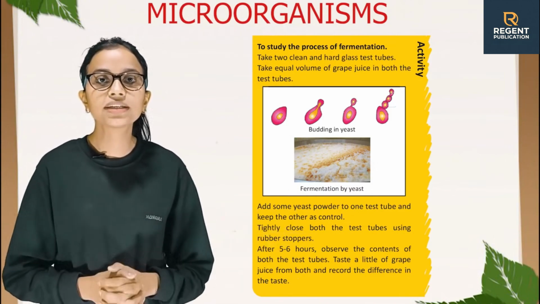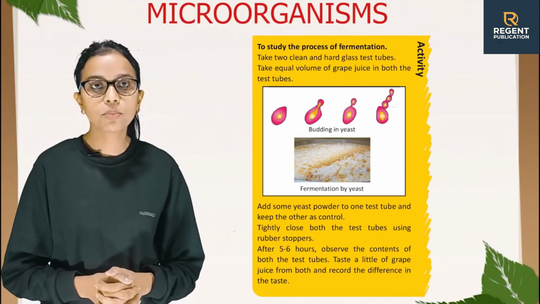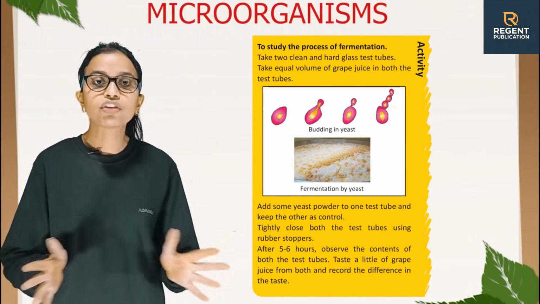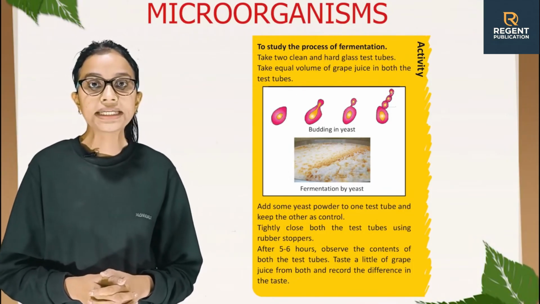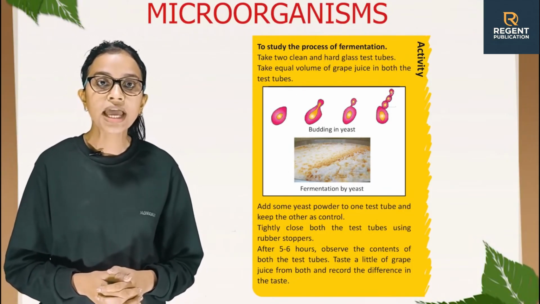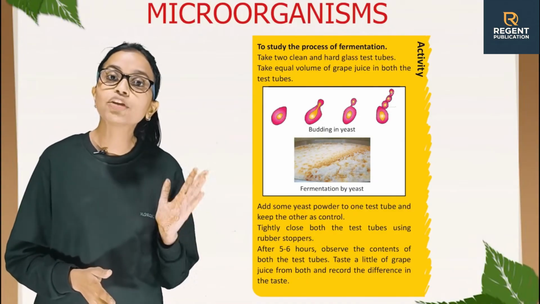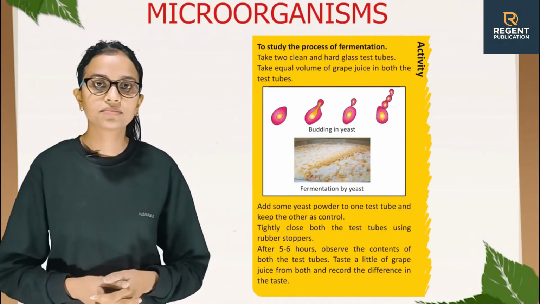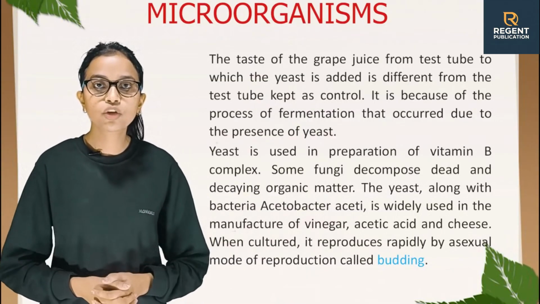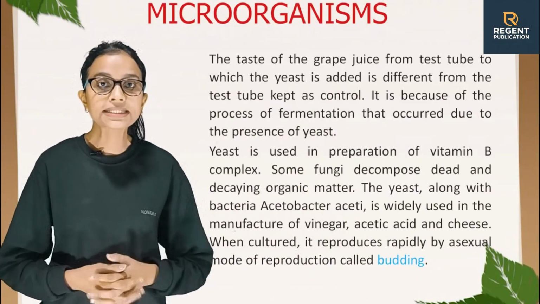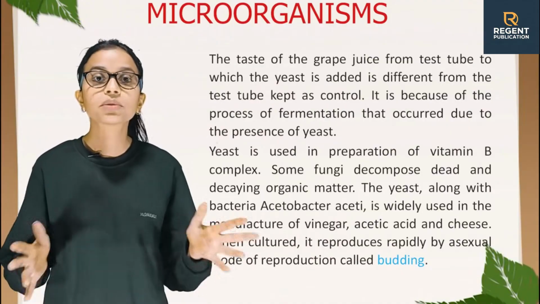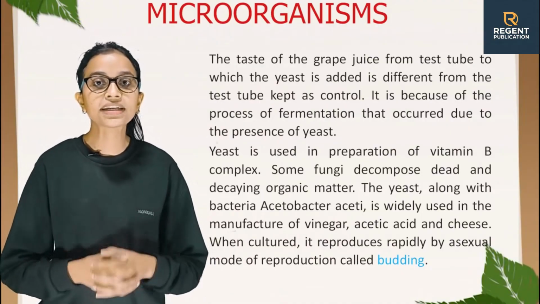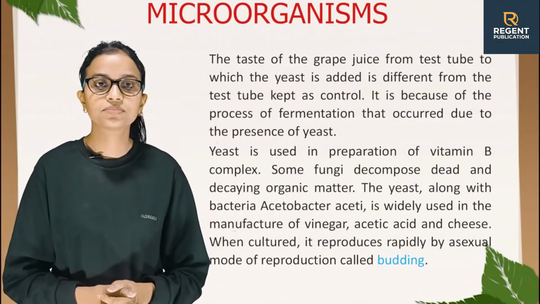Tightly close both the test tubes using rubber stoppers. After 5 to 6 hours, observe the contents of both the test tubes. Taste a little of grape juice from both and record the difference in the taste. The taste of the grape juice from test tube 2, to which the yeast is added, is different from the test tube kept as control. It is because of the process of fermentation that occurred due to the presence of yeast.